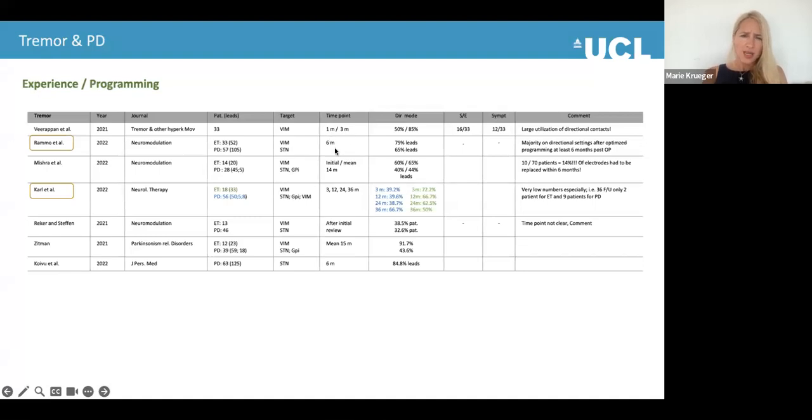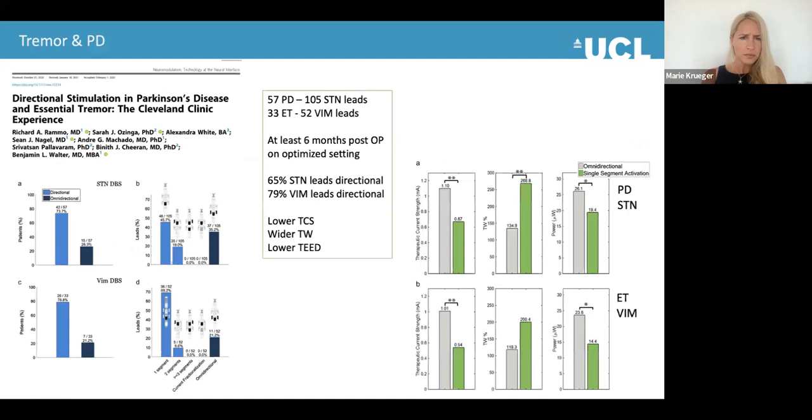The follow-up times, again, were relatively short, usually around 6 months. There is 1 study that stands out a bit because it was looking at 3 months, 12, 24, and 36 months. So I'm going to go into more detail with this publication. And then this one is quite representative because it was after 6 months. And it had quite a lot of electrodes on a directional mode. So this was the one with 57 PD patients, 105 STN leads, 33 ET patients, and 52 VIM leads.